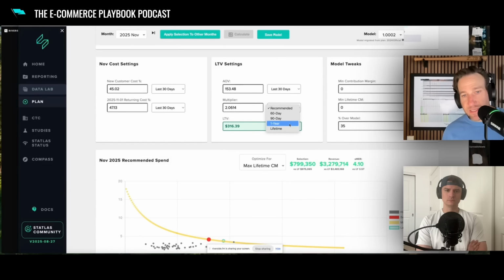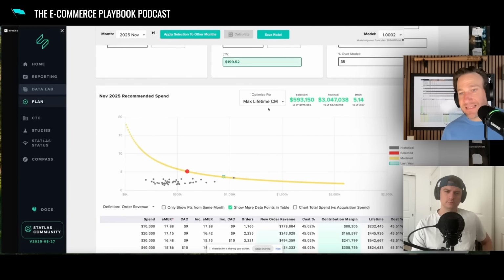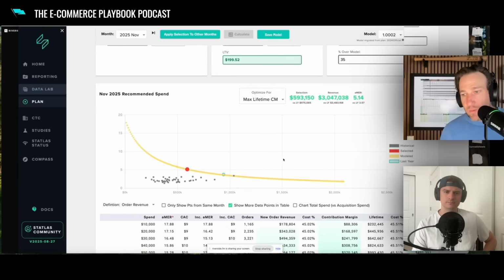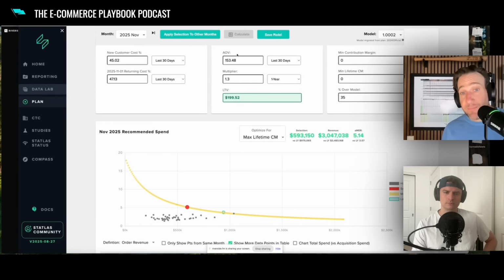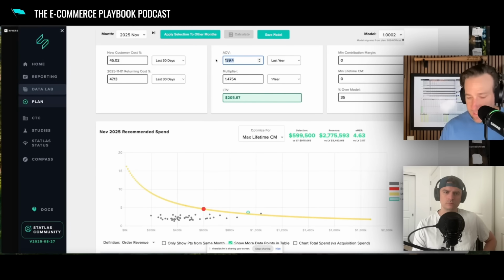And we can say, okay, let's go to a year. And what we're going to do is actually bring this down a bit. When we think about max lifetime contribution margin, we're going to suppress the lifetime value of this cohort over time. Now we may move the AOV up. We may say, actually, we want to use last year's number, and we're going to use that as being 144, let's say, slightly higher.